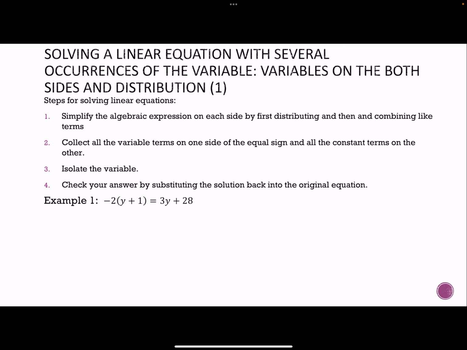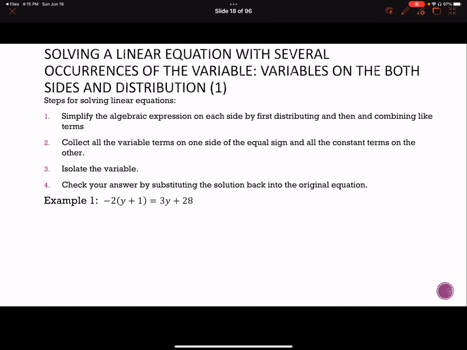If I have negative 2 times y plus 1 equals 3y plus 28, I'm going to go ahead and solve this by first distributing the negative 2. So I get negative 2y minus 2 equals 3y plus 28. Next, I want to see if I can combine like terms on any side of my equation. As you can see, I cannot, because on each side I have one variable term and one constant term. So step 1 is done.